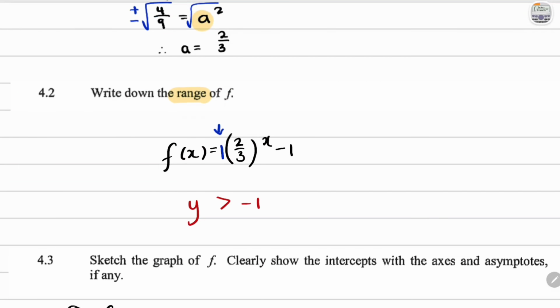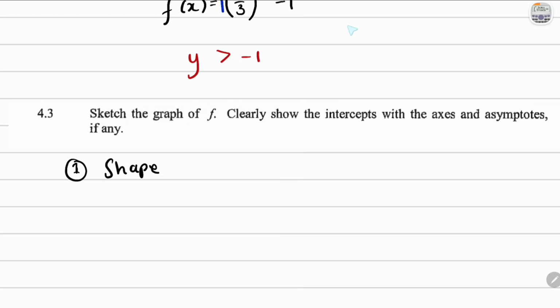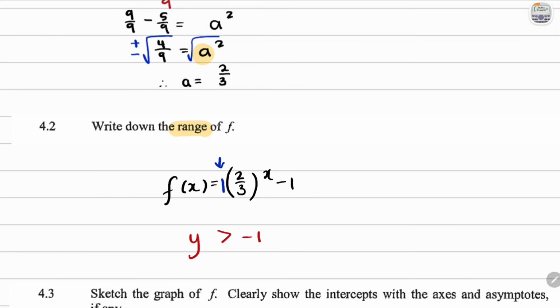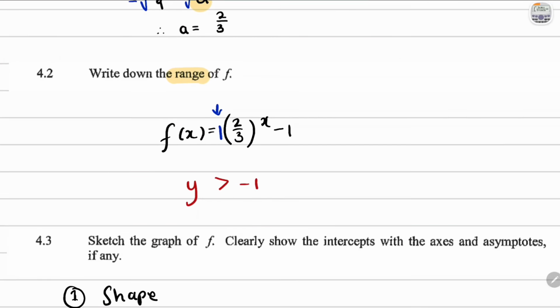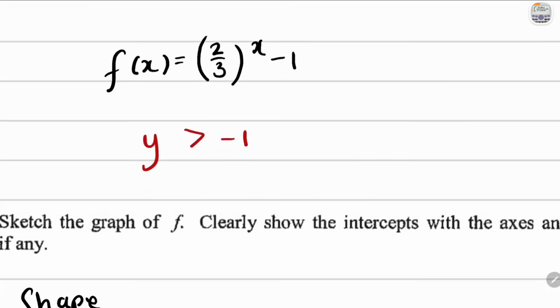Okay, so when we look at this graph, we know, first of all, it is definitely above the asymptote because of the a value being greater than 0. But is this graph increasing or decreasing? Look at this part of the graph. So just this part with the exponent. It's 2 over 3 to the power of x.